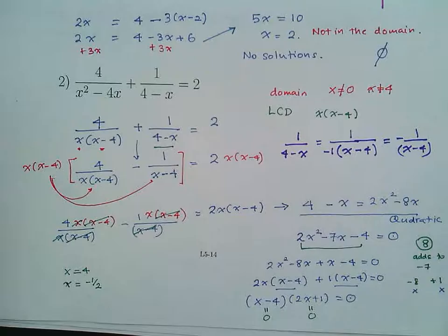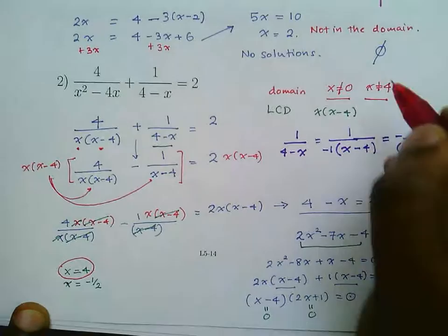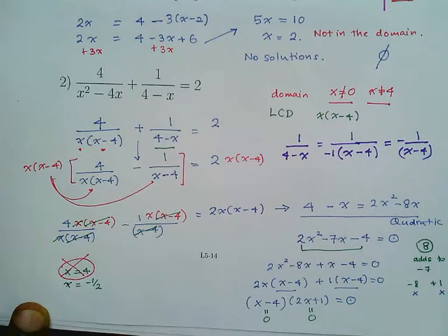At this point, you need to check whether the domain is okay. The domain says x cannot be 0 and x cannot be 4. We got x equals 4 as an answer. So x cannot be 4, therefore this answer goes. And all you have is x equals negative 1/2. So the only answer here is x equals negative 1/2 only.